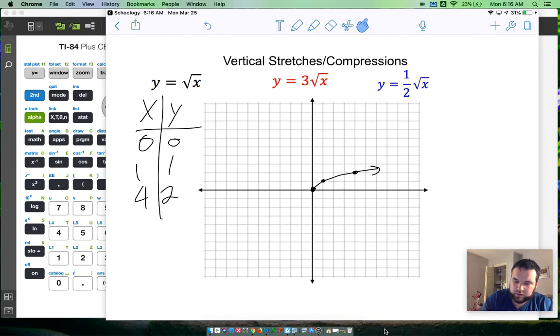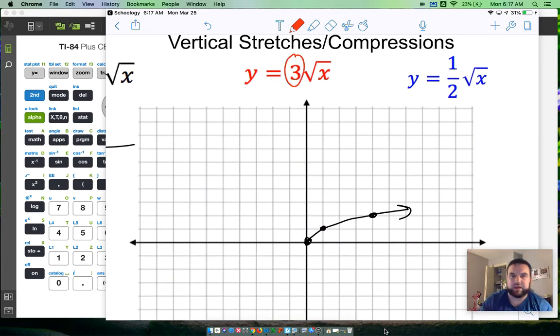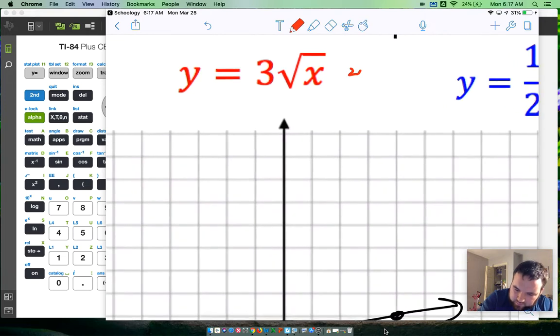Okay. Now, if I want to do 3 times the square root of x, we learned, again, back in chapter 4 that 3 represents a vertical stretch, because it's outside of the radical. It's not underneath with the x. And since that number is bigger than 1, it's going to stretch it, which is going to make the function taller. You'll notice this is basically 3 times the square root of x.